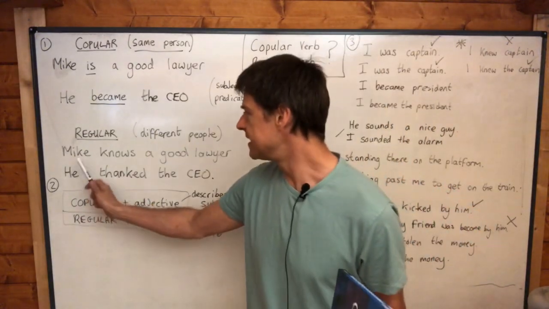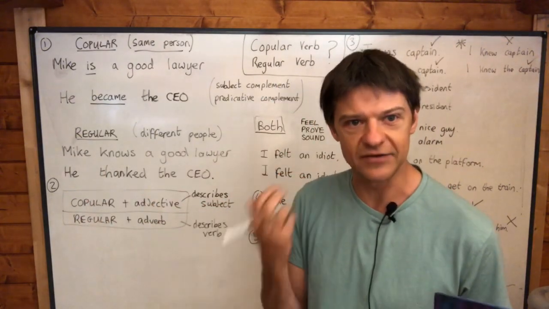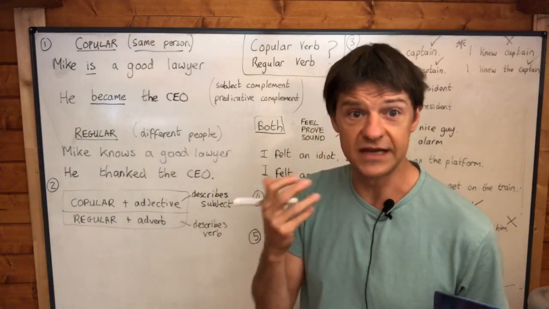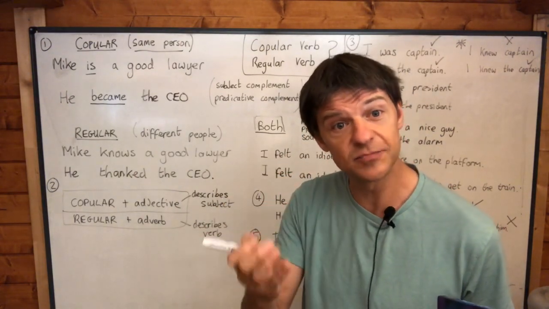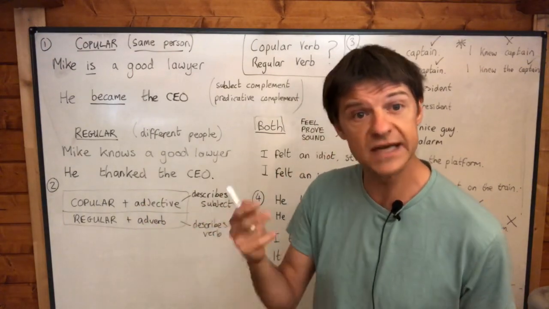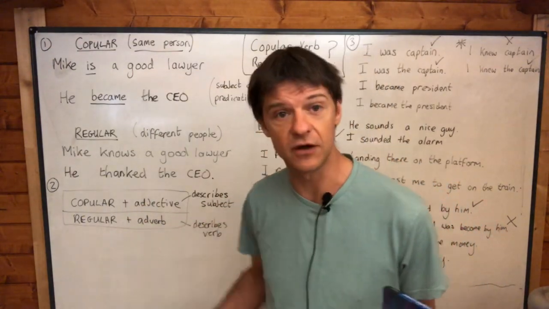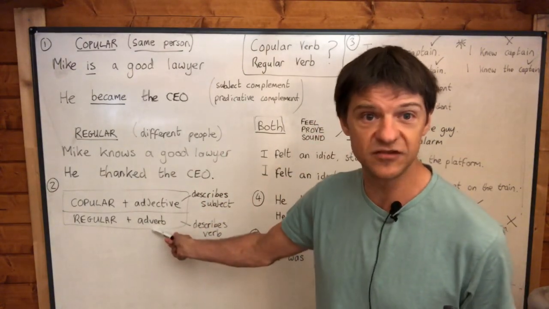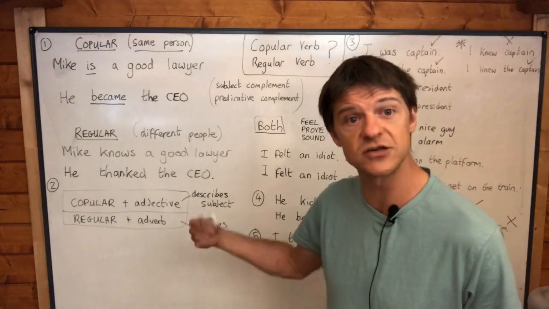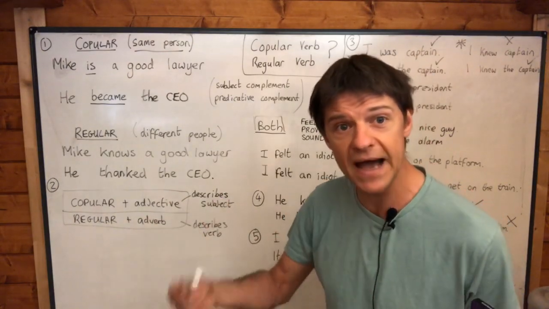You'll never say he knew and then just have an adjective. You can't say he knew good. You can't say he speaks English good. You need to say he speaks English well. You need to use an adverb with regular verbs, because you're describing the verb with the adverb. He speaks English in what way? He speaks English well. He speaks English badly.